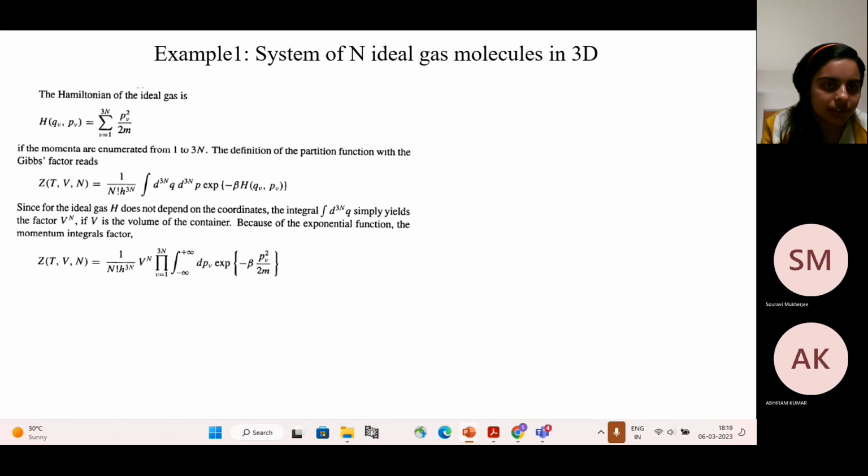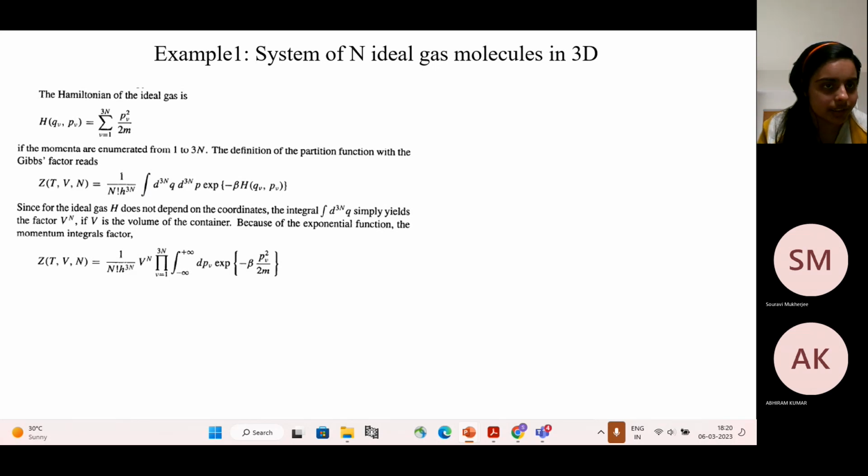So see, the n factorial comes because of the indistinguishability of the gas molecules. This is called the Gibbs factor. If you have distinguishable particles, then you can arrange them in some ways. Suppose you have three particles and they are distinguishable. In how many ways can you arrange them? You can arrange them in 6 ways, like 3 factorial ways.